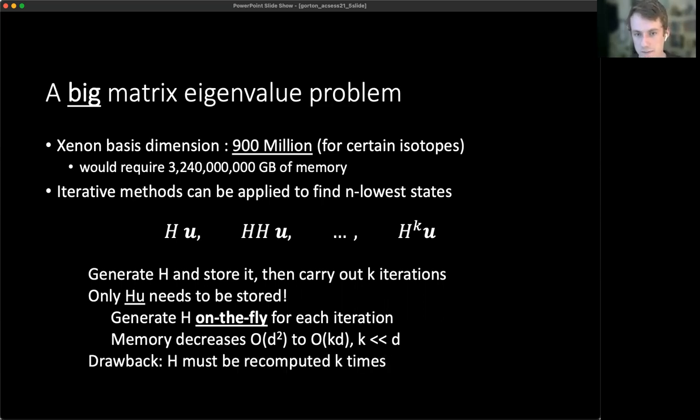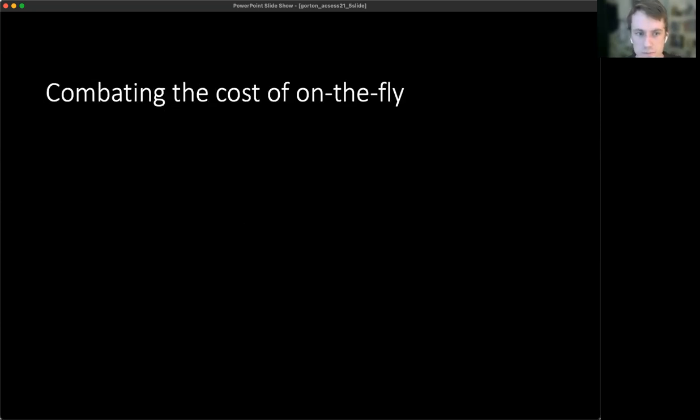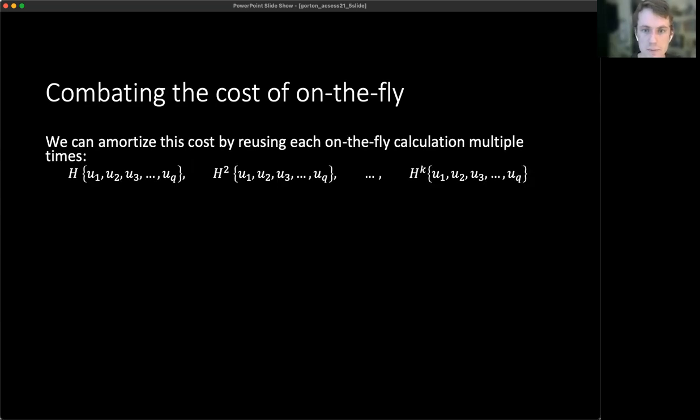This is great because I significantly reduce the amount of memory that my program requires, but it comes with a drawback, which is since we only compute H as its matrix elements as they're needed for this matrix vector product, and we don't keep it around, we have to recompute it for each iteration that we do. So to combat this additional cost of using this on-the-fly algorithm, I implemented another algorithm called the Bloch-Lanczos.